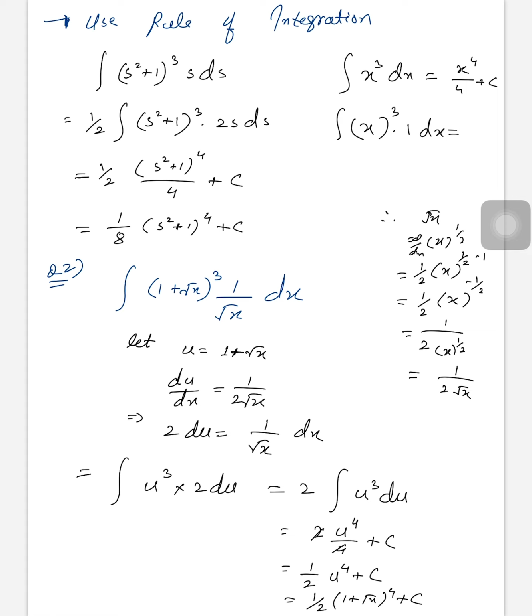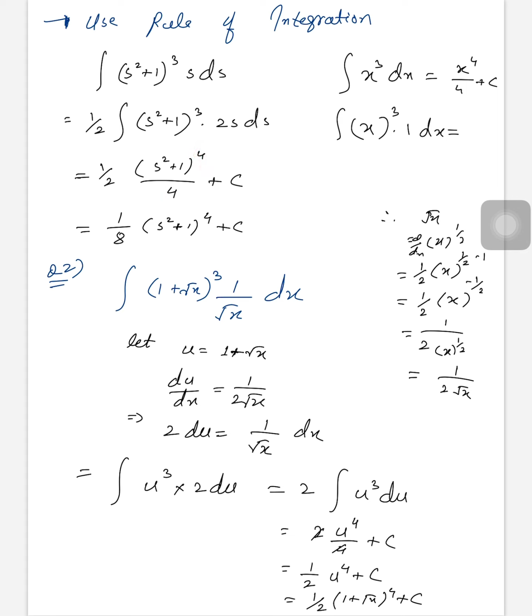Now there is another thing. If this is a function having power on it and its derivative exists here but 2 is missing, so we will multiply by 2 and divide here by 2. Now we can take its integration. This is a function having power on it and its derivative exists here, so we will increase its power and divide it by the whole power, right?